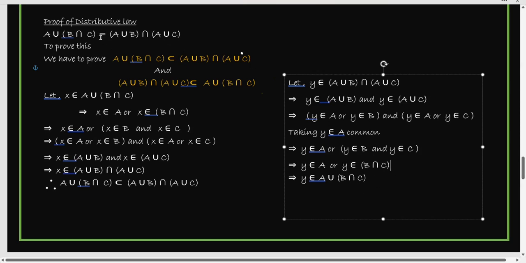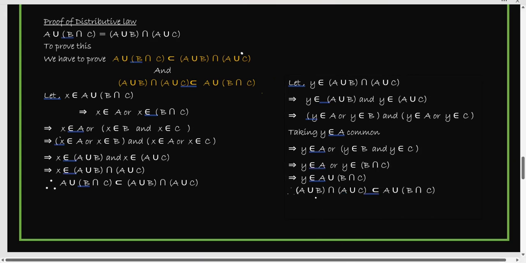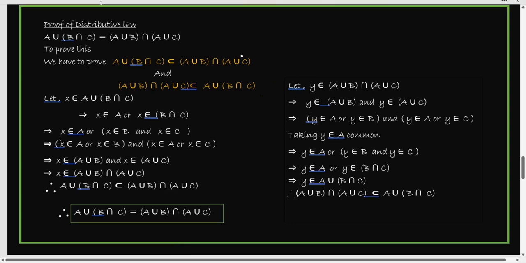That means this is the first set. So we started with the second set and ended up with Y belongs to the first set also. Second set is a subset of the first set. Therefore, A union B intersection A union C is a subset of A union B intersection C. So we have proved this set is a subset of the second set and the second set is a subset of the first set. So they are equal sets. A union B intersection C is equal to A union B intersection A union C. This is the proof for the distributive law.